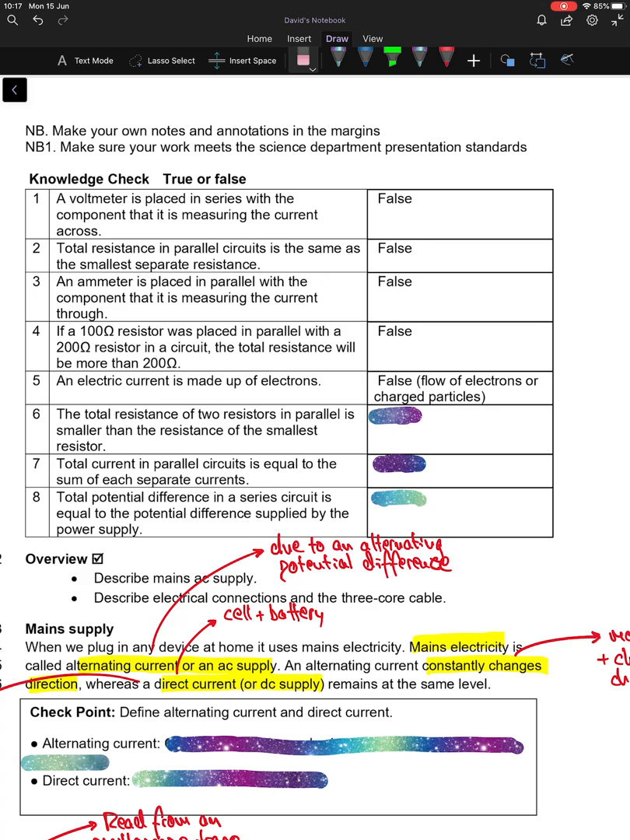An electric current is made up of electrons. False, it's the flow of electrons or charged particles around a circuit. Now, the total resistance of two resistors in parallel is smaller than the resistance of the smallest resistor. True, smaller. Total current in parallel circuits is equal to the sum of each of the separate components. True. Remember, A2 plus A3 equals A1 equals A4. We did that last lesson. Total potential difference in a series circuit is equal to the potential difference supplied by the power supply. True. Absolutely right.